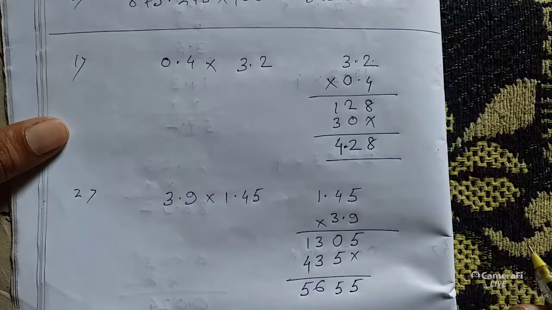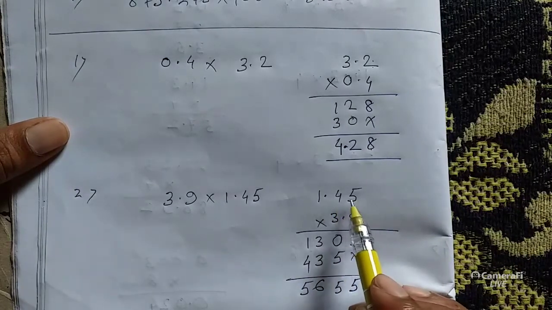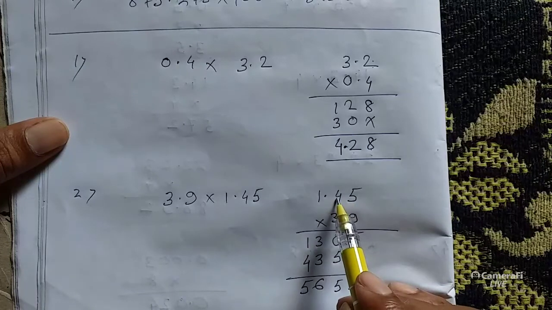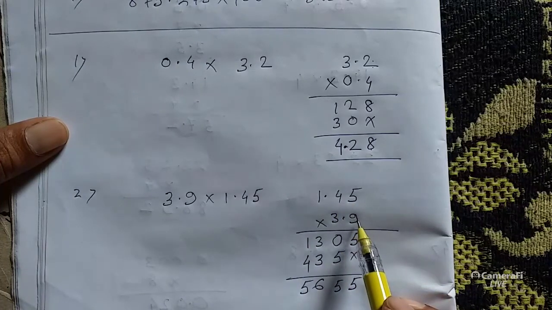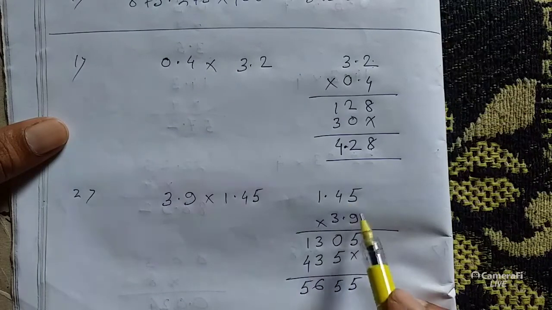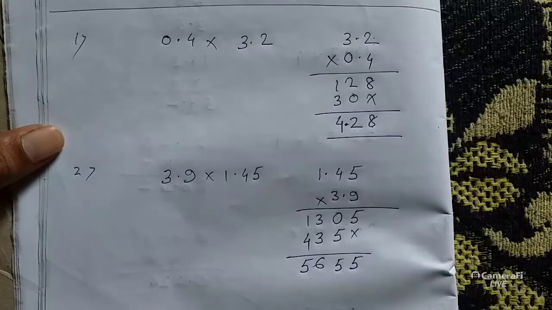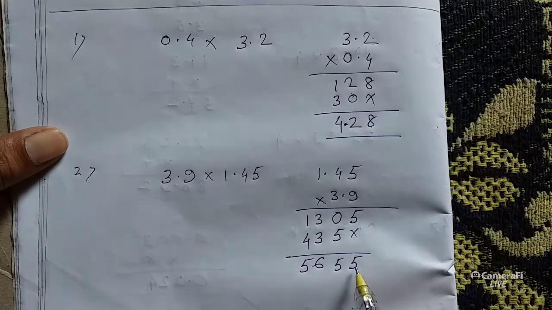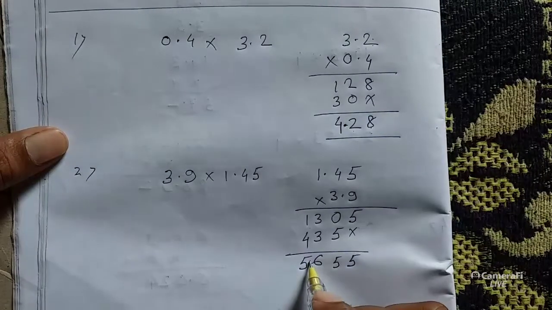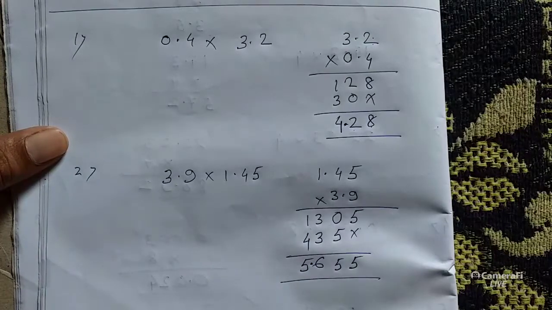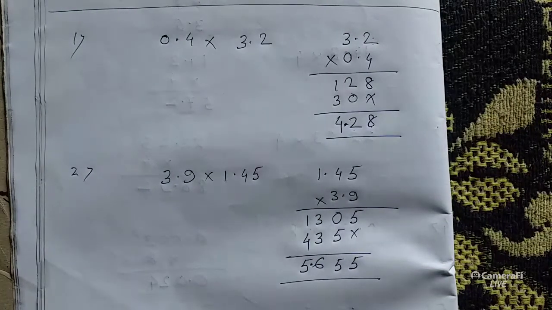Now you have to put the decimal where? In the first number there is a decimal after 2 digits from the right, and in the second number the decimal is after 1 digit from the right. So 2 plus 1, total 3 digits we get. So after 3 digits from the right side we will put the decimal. 1, 2, 3 digits, put the decimal here. So we get 5.655. This becomes the answer.